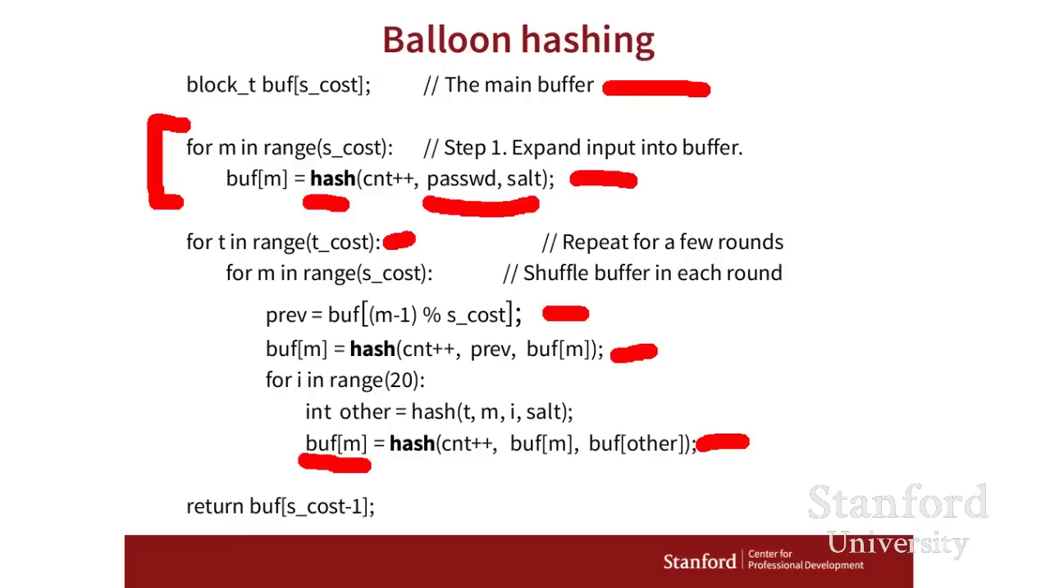So that's it. That's the whole hash function. We iterate this over and over and over again, and finally the final output is the last entry in the buffer. So it's kind of cool that this hash function just fits on a single page. It's very easy to see how it works.